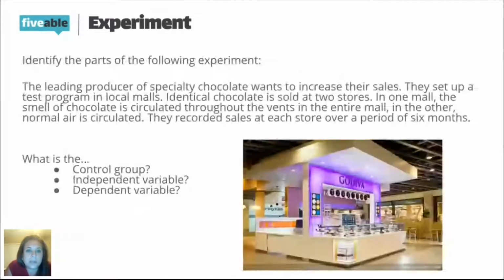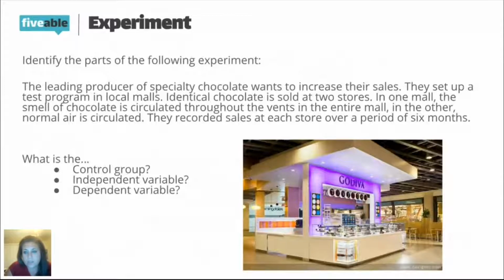Leading producer of specialty chocolate wants to increase their sales. They set up a test program in local malls. Identical chocolate is sold at 2 stores. In one mall, the smell of chocolate is circulated throughout the vents. In the other, normal air is circulated. They recorded sales at each store over a period of 6 months.